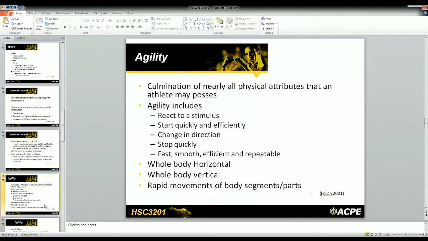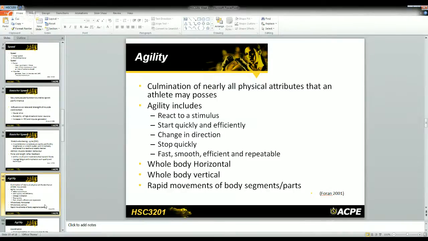Now, agility is a culmination of all the physical attributes that you possess. You've got to be able to react to stimulus, start quickly and efficiently, and change direction. You also need to be able to decelerate, brake, or stop very quickly. Fast, smooth, efficient, and more importantly, repeatable.